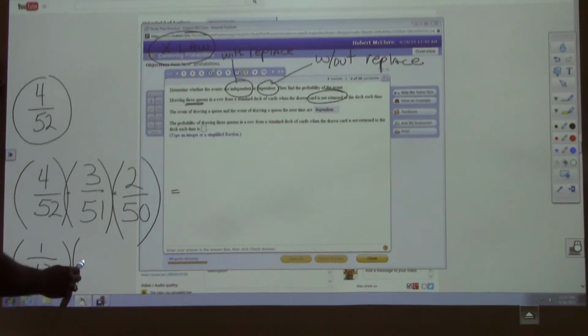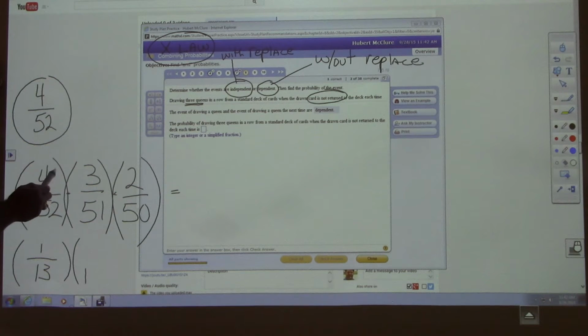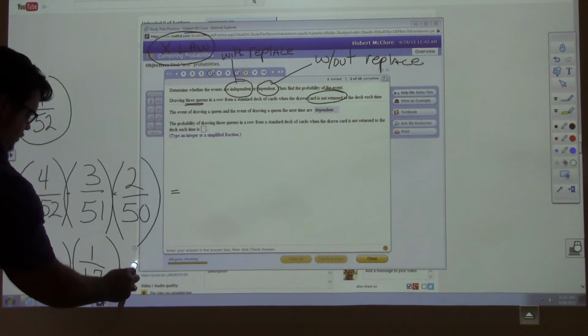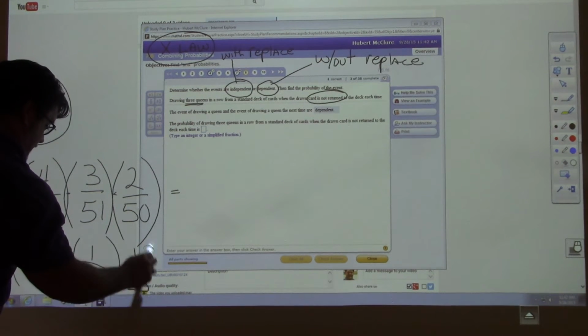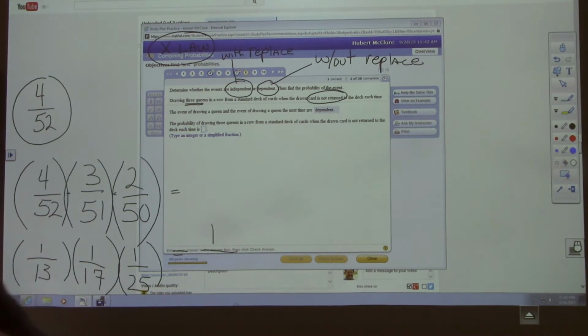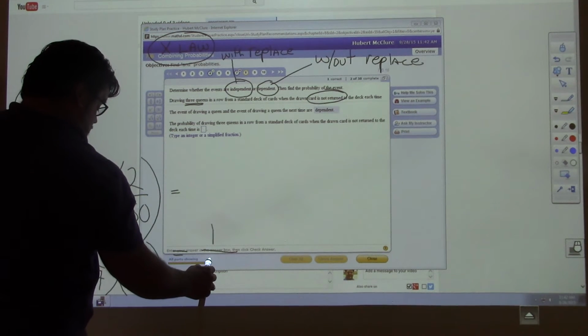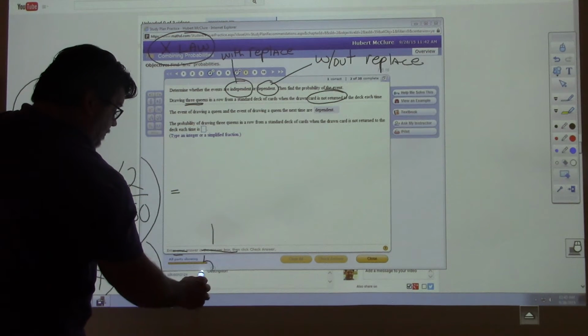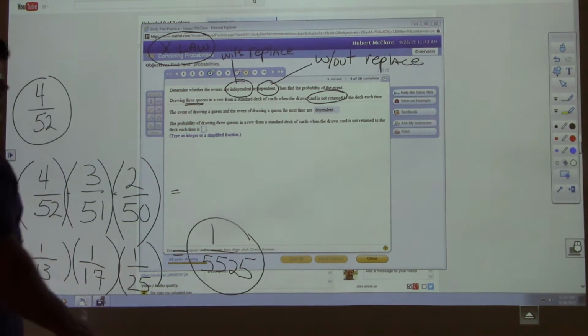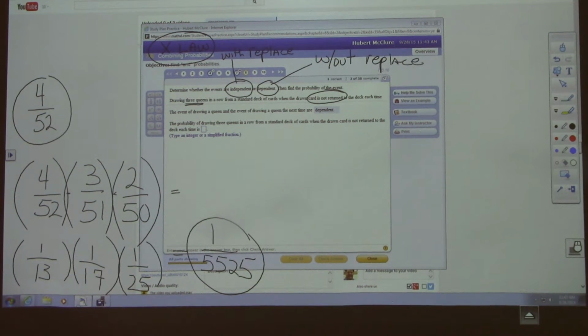3 will go into 3 1 time, and 3 will go into 21 7 times. And I'll do this one for you. 1 over 25. So 1 out of 13 times 1 over 17 times 1 over 25. What is it? 5,525.